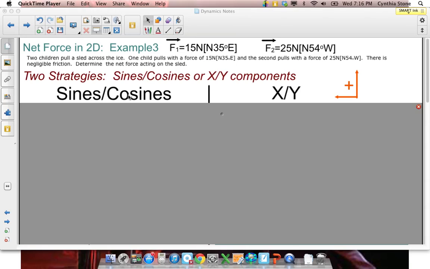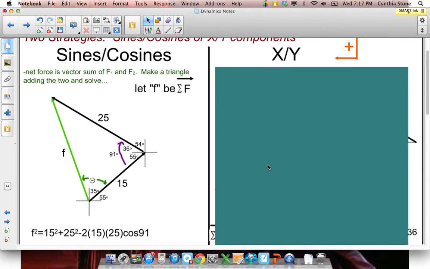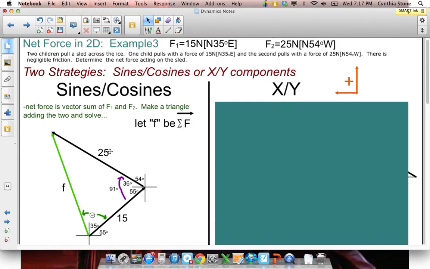So I'm going to show you how to solve the problem using both strategies. And similar to the last one, I'm going to break it up down the side. So the left side page will be just the sine cosine, the right side will be the x and y. So we're looking for net force with no friction, but 2 forces on different angles. Let's get rid of this thing. Okay, so looking at the sines and cosines, it is just the vector sum. So I take these 2 forces and I make a triangle and add them.